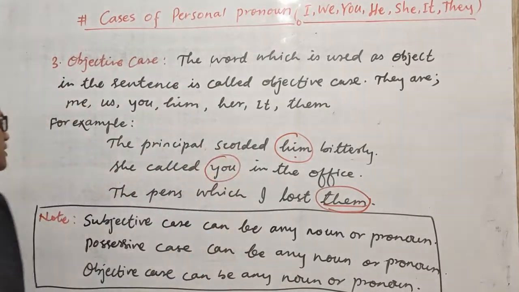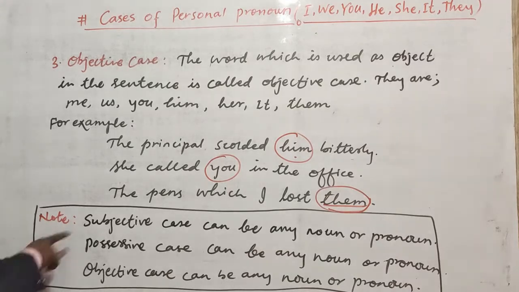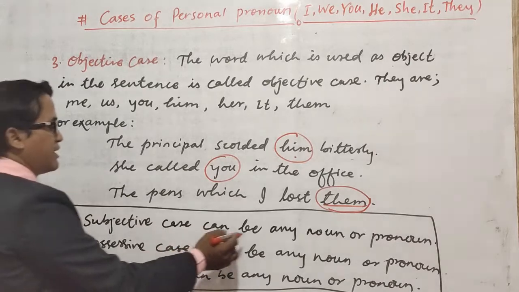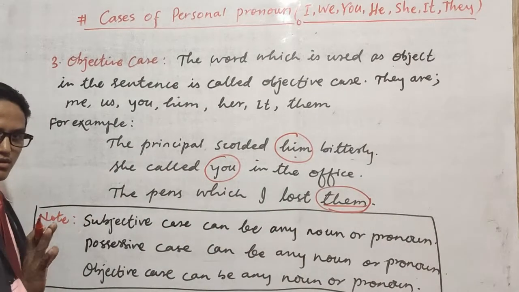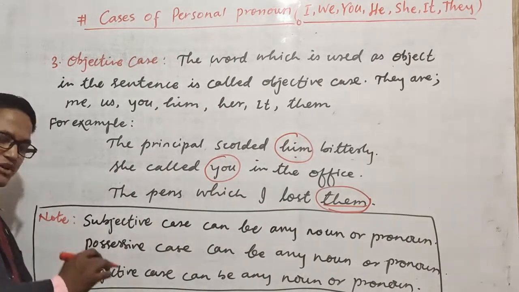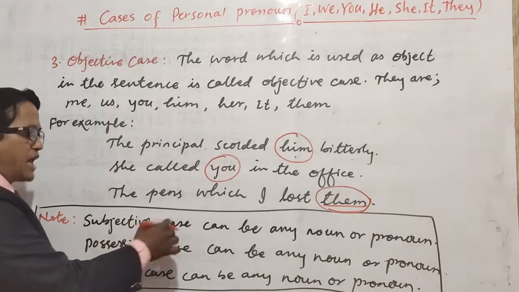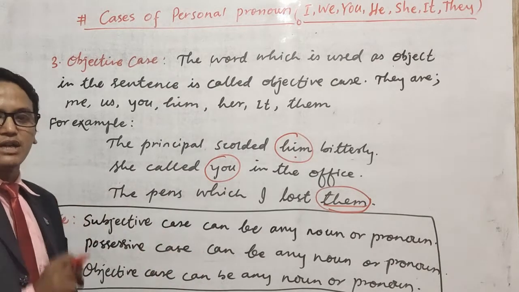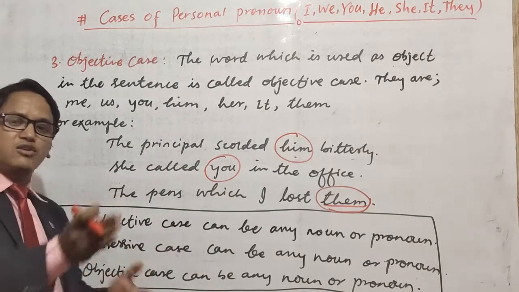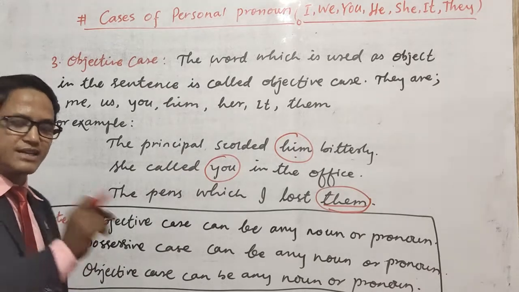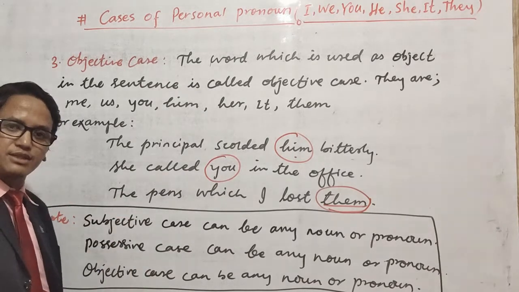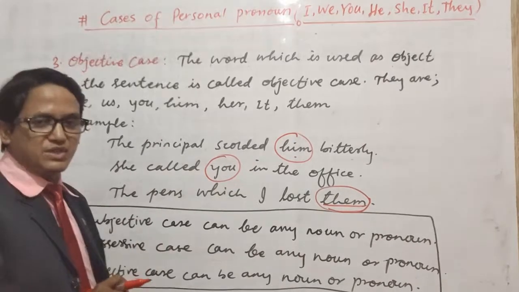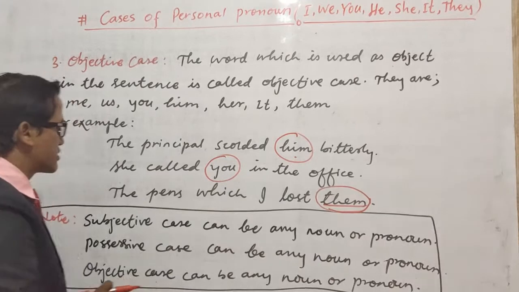So these are objects. Now you can see the note here. Subjective case can be any noun or pronoun. In a nutshell, I am going to recap here. Subjective case can be any noun or pronoun, but they can be used as a subject in the sentence. Subject always comes in the beginning of the sentence. That's why they are called subjective case. So the answer of subjective case is the who and what question.